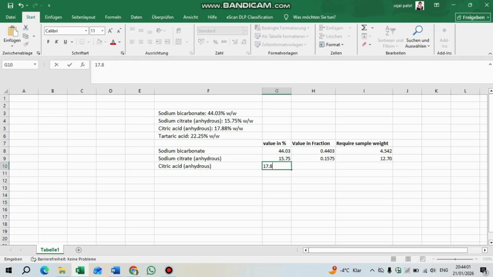We have to convert it into a fraction, which is equal to 0.1788. Now the equivalent weight I need is 3 gram. So 3 upon 0.1788 is equal to 11.19 gram.